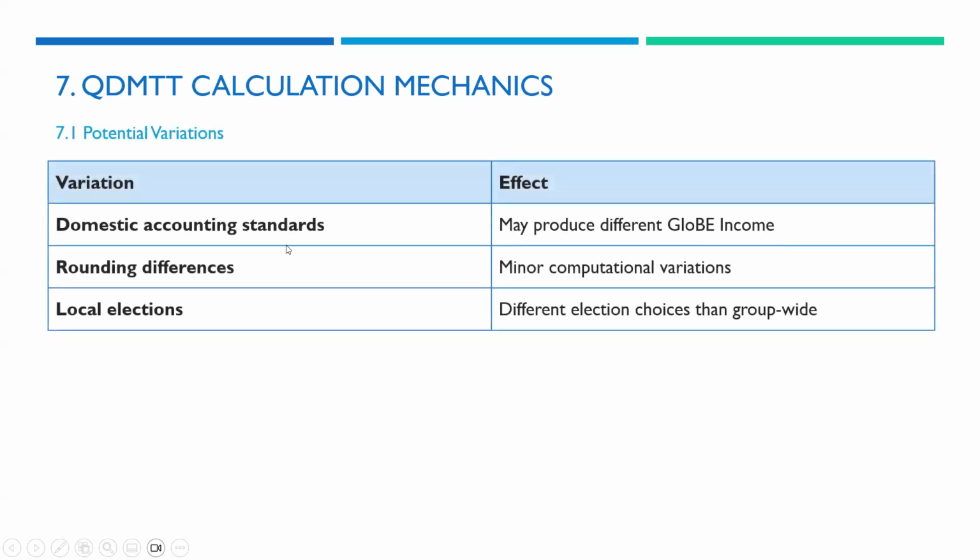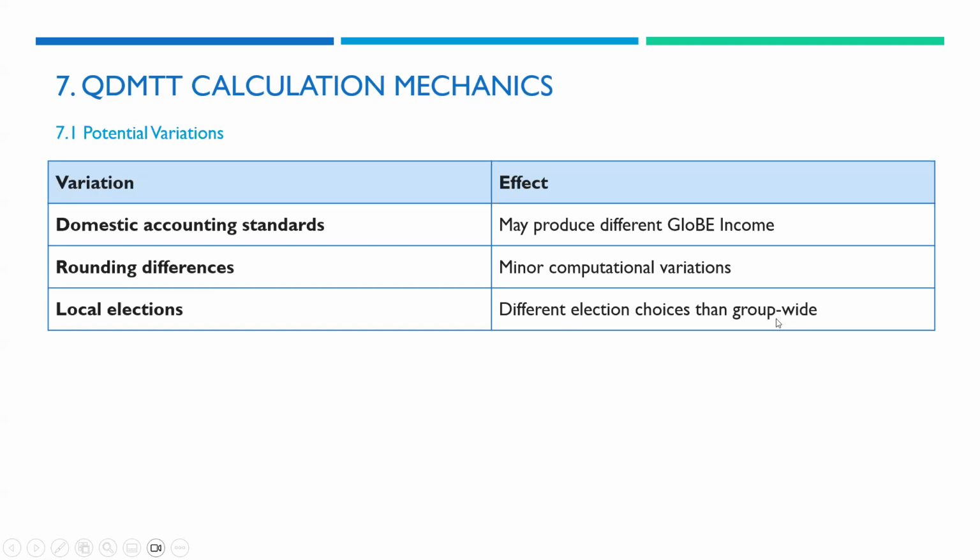So potential variations are domestic accounting standards and rounding differences. I told you there are like four decimal places needed in the model rules. But if there are minor rounding differences, let's say this law says two decimals, it's okay. Minor computational variations are fine, and so are local elections, different election choices than group-wide.